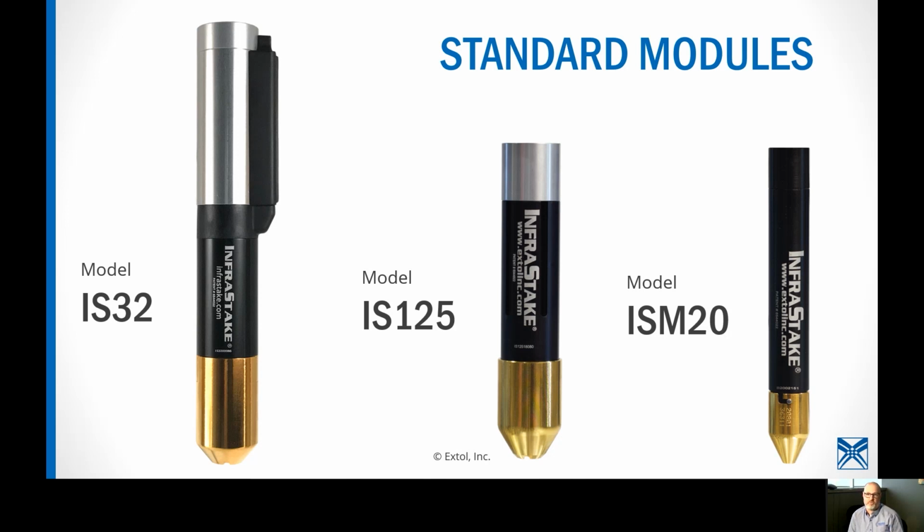Very early on, we talked about 3 different styles of lamp. This IS32 has a 100-watt lamp. This IS125 has a 100-watt lamp. The ISM20, which is physically smaller, has a 35-watt lamp. So this module is developed to get into small staking applications. To give you a little bit of reference, this 32 is a 32 millimeter body diameter. This 20 is a 20 millimeter body diameter. So when you start talking about spacing, the smallest module we have is 20 mil in diameter.